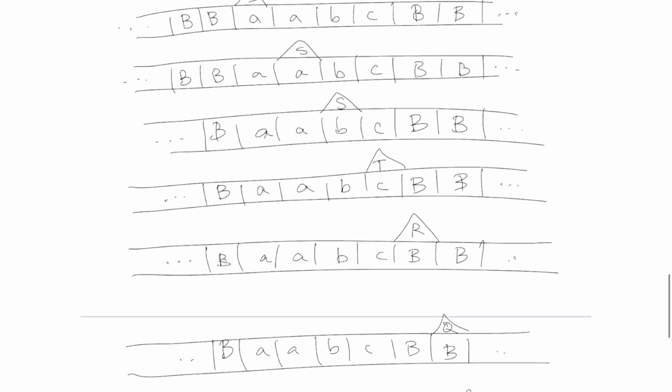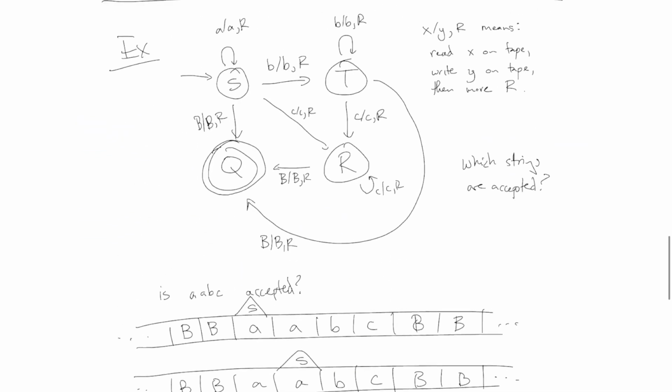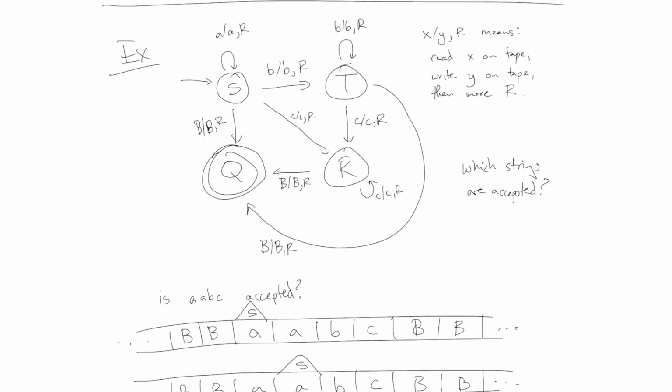AABC is accepted. Can we talk about what kinds of strings are accepted here? Like I said, these loops like this, this means when you begin, here's how I think of this. When you begin, any A's you see, you just move to the right past them. If you see a B, you go over here. Any more B's you see, you move to the right past them. And once you see a C, you go down here. Any more C's you see, you move to the right past them. And if you get to a blank, which is all the way on the end, then it should be accepted.